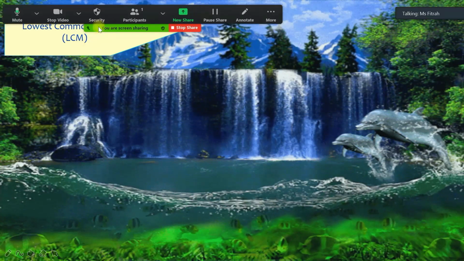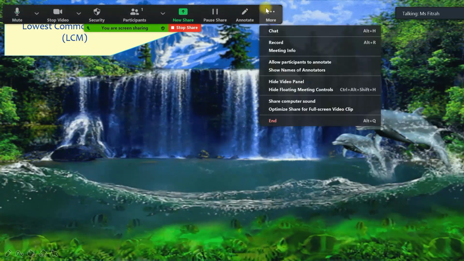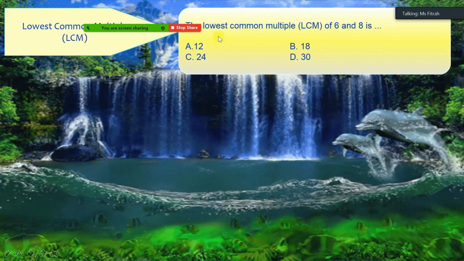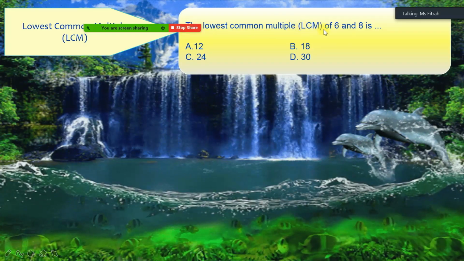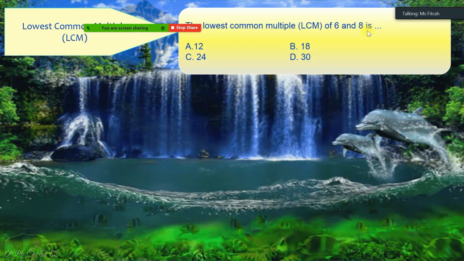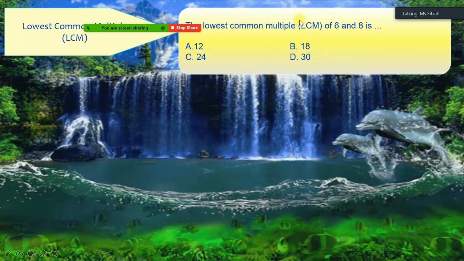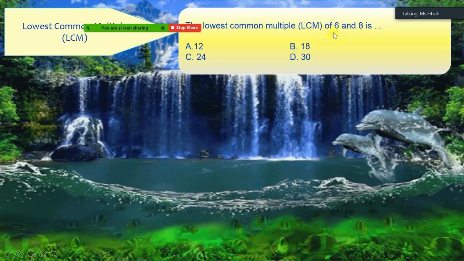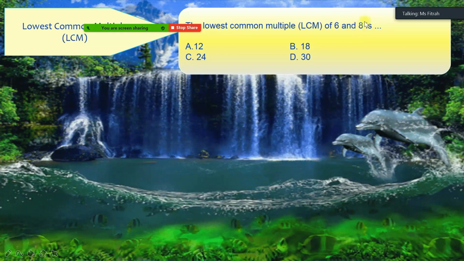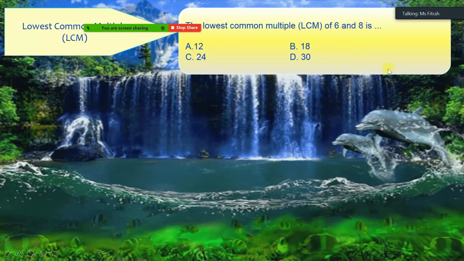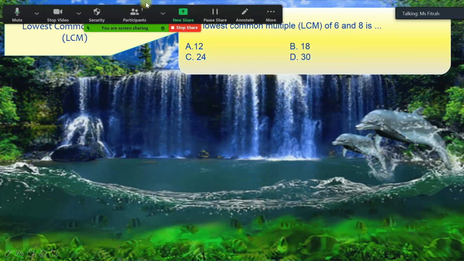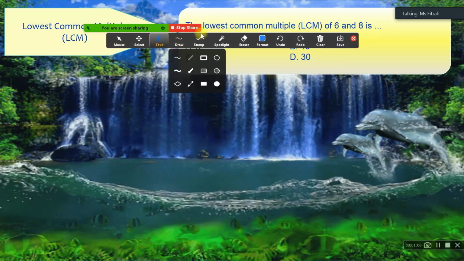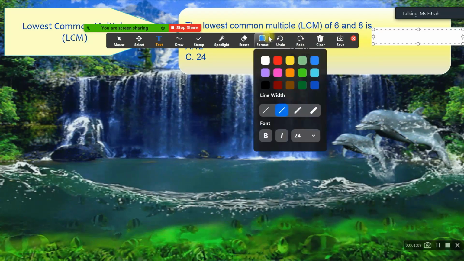About LCM, lowest common multiple. Sorry, about the LCM, lowest common multiple. Yeah, the lowest common multiple of 6 and 8, so we can find the multiples of 6, and then you must find the multiples of 8. Same with the common multiples. Yeah, so we can find the multiples of 6.